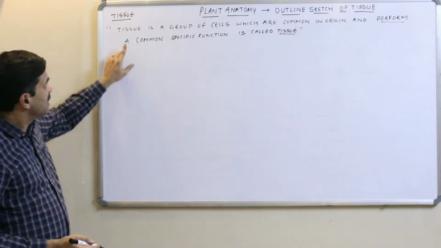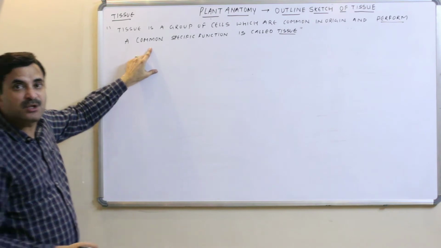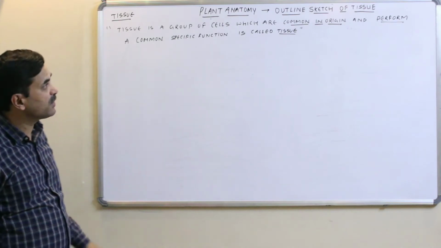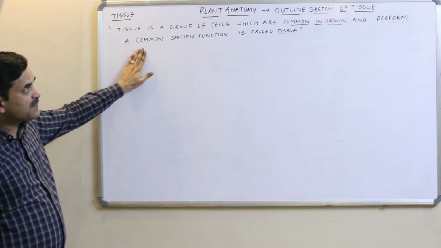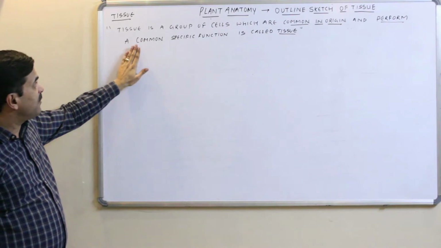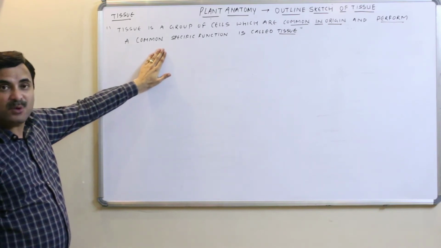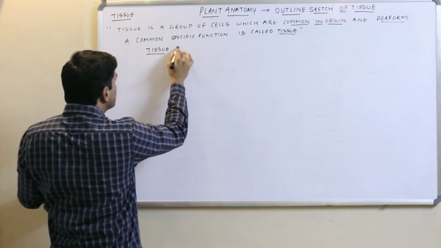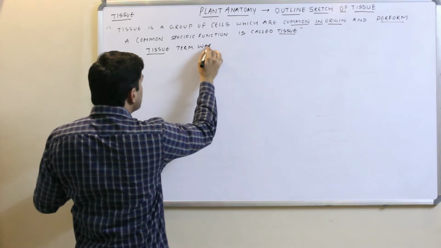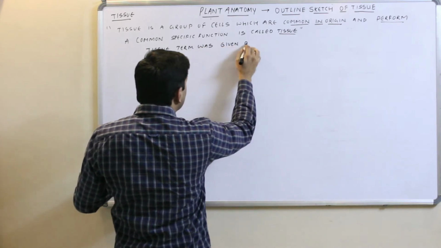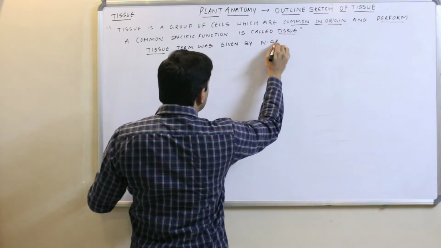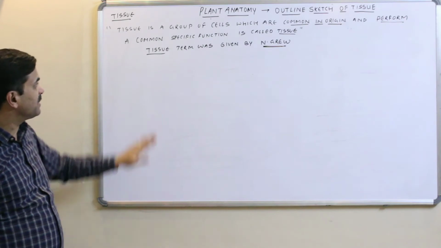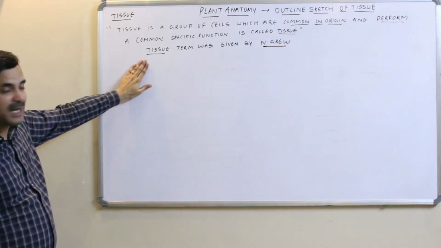What is tissue? Tissue is a group of cells which are common in origin and perform a common specific function, called a tissue. And this term tissue was given by Grew, the same scientist who was also known as the father of plant anatomy.